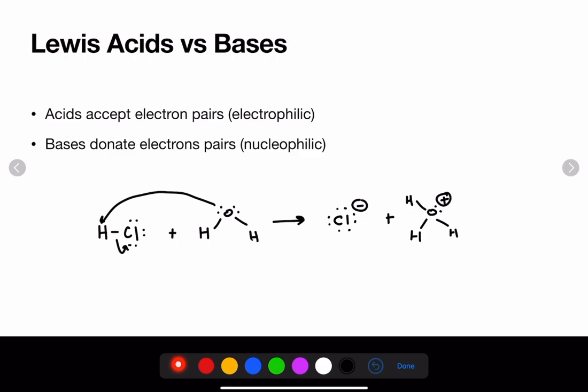For a quick review, Lewis acids accept electron pairs, and we also call them electrophilic compounds. Lewis bases will donate electron pairs, and they are called nucleophilic compounds. In this example, we see that HCl receives an electron pair from H2O. Thus, HCl is our Lewis acid, since it's electrophilic, and H2O is our Lewis base, because it is nucleophilic.